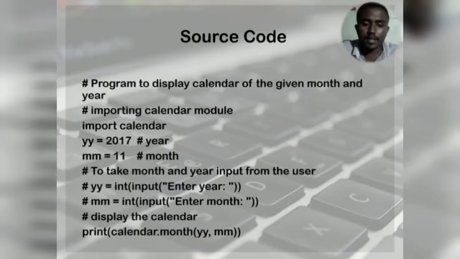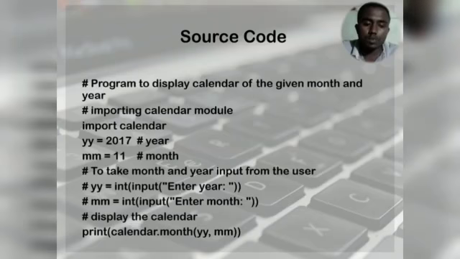To take month and year input from the user, YY that is our variable is equal to int. We are casting here input enter year. After that, month is equal to int input enter month. Here we are entering year in YY variable and month in MM variable.